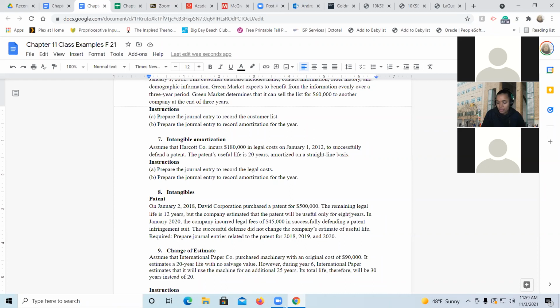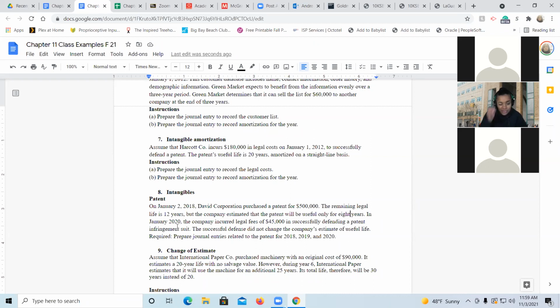So now the question is, which one do we use for amortization? Do we use the remaining legal life or the 8-year useful life? Remember what I said: you're going to go with the lower amount, because you're going to amortize over the period that you can actually use the asset. So since it's only useful for 8 years, you just ignore the 12 years and go with the smaller number of years.